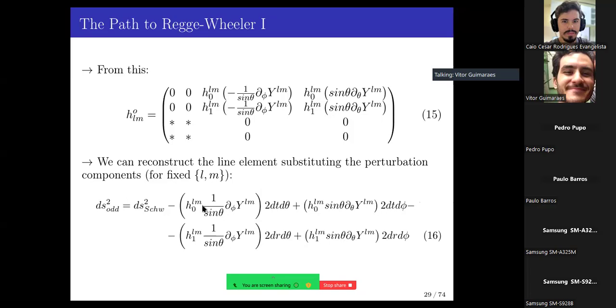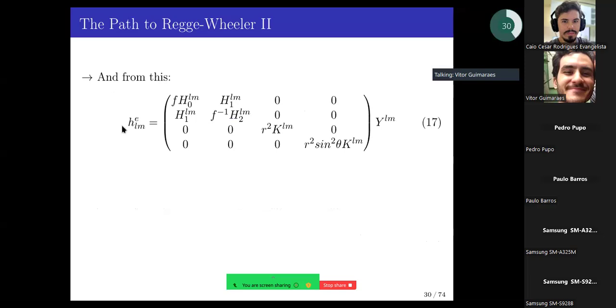So instead of constructing the perturbed versions of the Christoffel symbols, and then the Riemann tensor, and from the Riemann tensor the Ricci tensor and the Ricci scalar, and so on, exactly as we did for the flat background, we're going to do this in a more approachable, more friendly way.